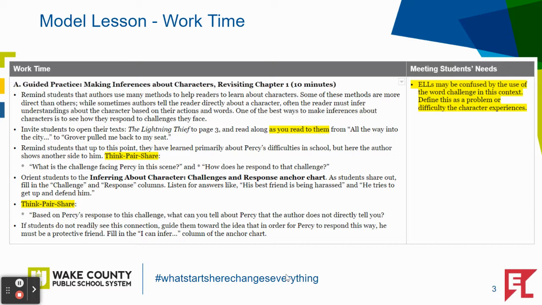Finally, the EL lesson identifies the confusion ELL students may face with their understanding of the word challenge. Explaining that a challenge in this case is referring to a problem or a difficulty might help those students who are still learning the English language.